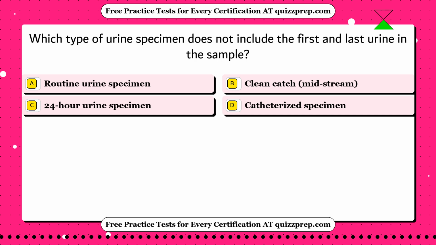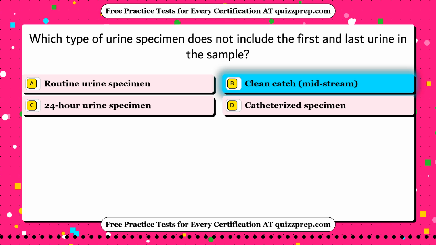Question 49. Which type of urine specimen does not include the first and last urine in the sample? Option A, routine urine specimen. Option B, clean catch, midstream. Option C, 24-hour urine specimen. Option D, catheterized specimen.